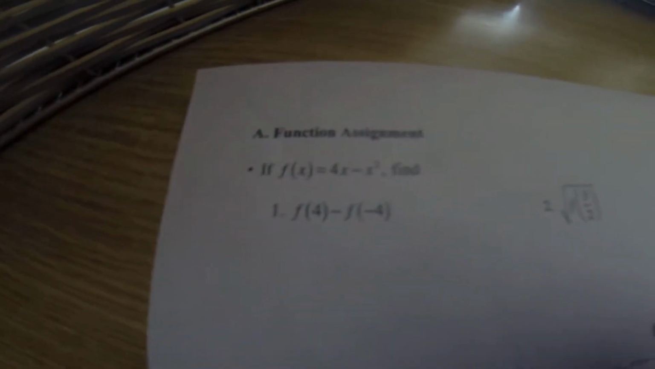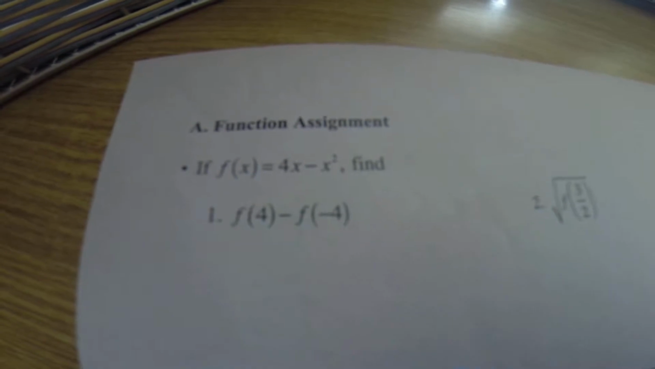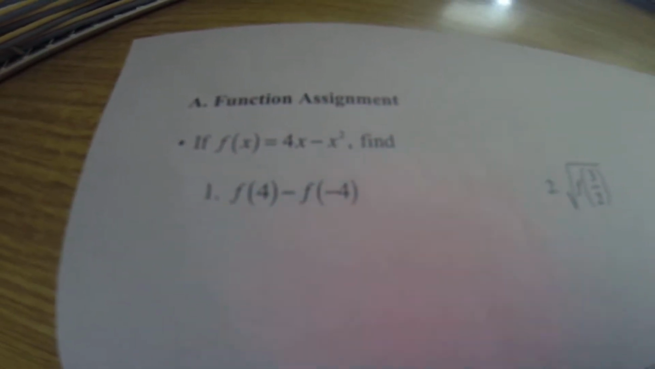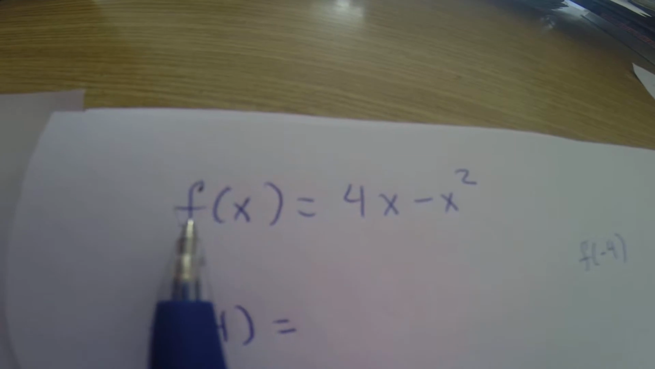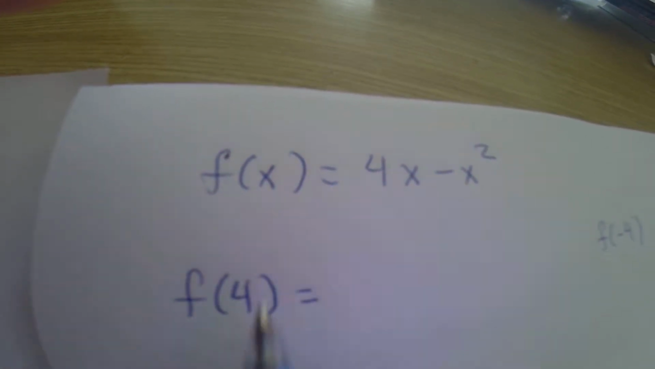Alright, so now we're actually doing some work. It says function assignment. If f of x equals 4x minus x squared, find the following. So the first one's find f of 4 minus f of negative 4. Like I mentioned in the previous video, we take the initial statement, f of x equal to 4x minus x squared. We write it above so we can see it.